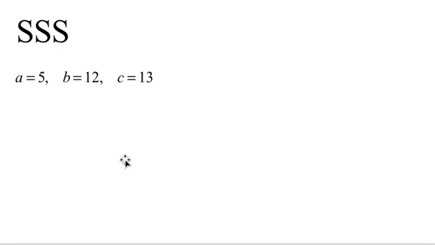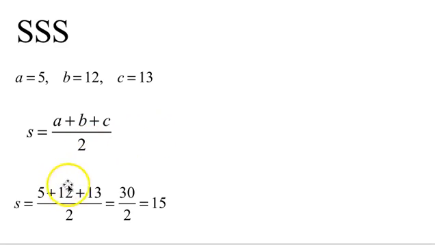So in our example, we have an A of 5, a B of 12, and a C of 13. Three sides, no angles, SSS case. If I'm finding the area of an SSS triangle, I will use Heron's formula. But the first thing I need is the semi-perimeter. So we're going to add up 5 plus 12 plus 13, and then divide by 2. 5 plus 12 plus 13 is 30, divided by 2 is 15. Half the perimeter is 15.